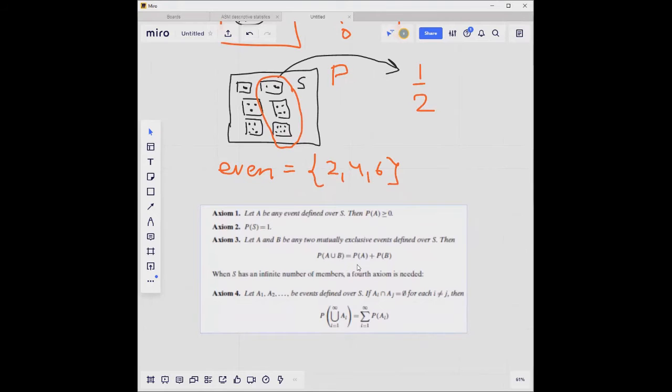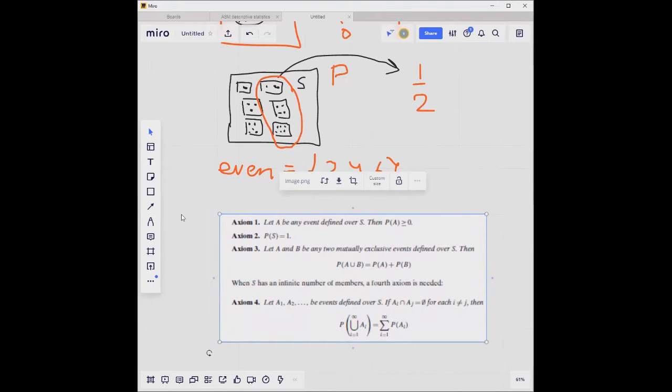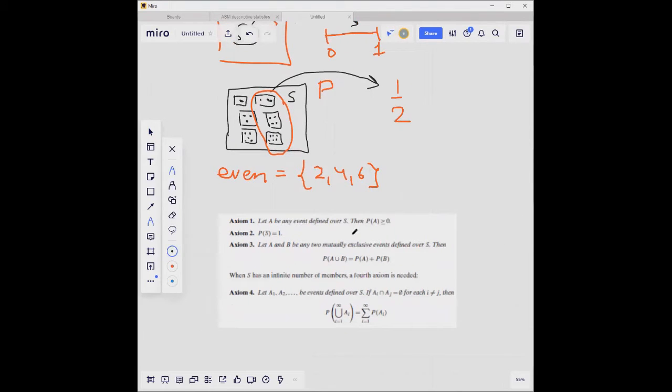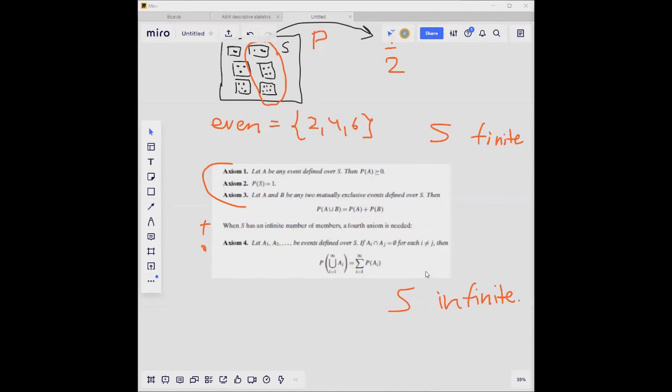All right, so here are our 4 axioms. In the case when our sample space S is finite, for instance, as in our example here, then we only need the following 3 axioms. We need axiom 4, which is very similar to axiom number 3, in a case when our sample space S is infinite. Okay, let's go over this.